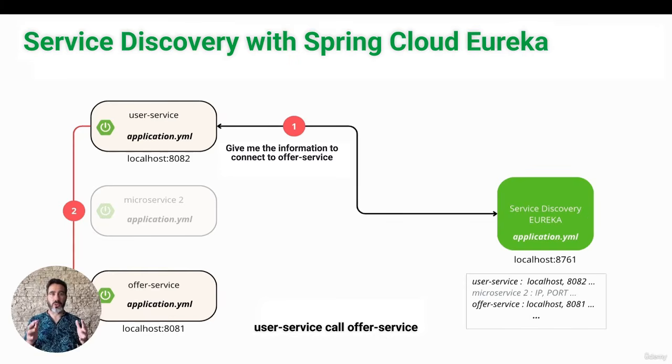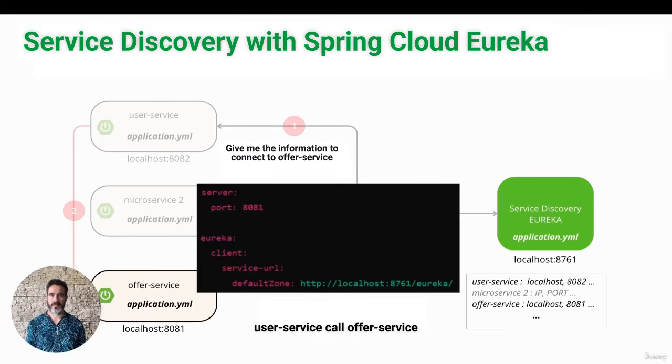Now, let's take a closer look at the application.yml file of the user service. As you can see on the screen, the service runs on port 8081 and it has a property called eureka.client.serviceurl.defaultzone where we provide the URL of the Eureka server.